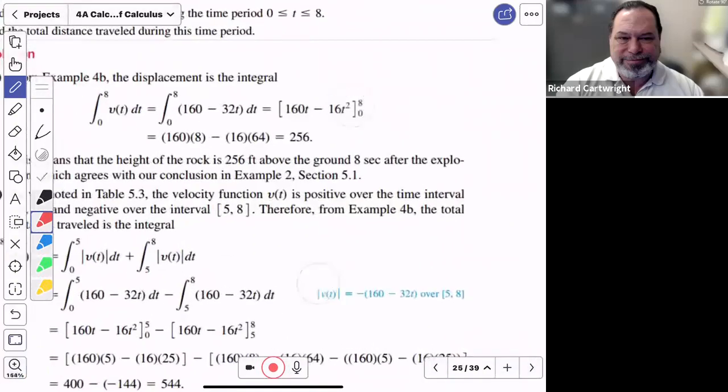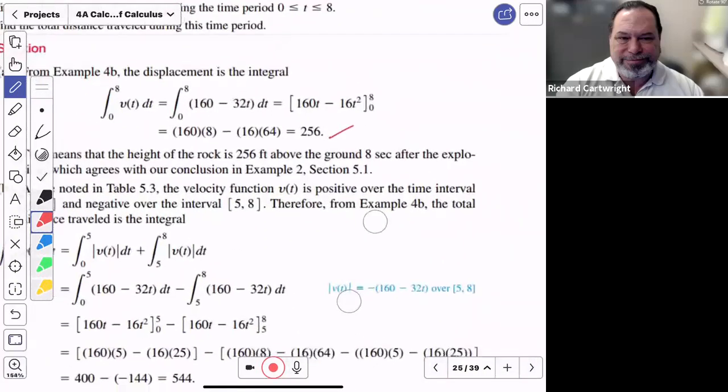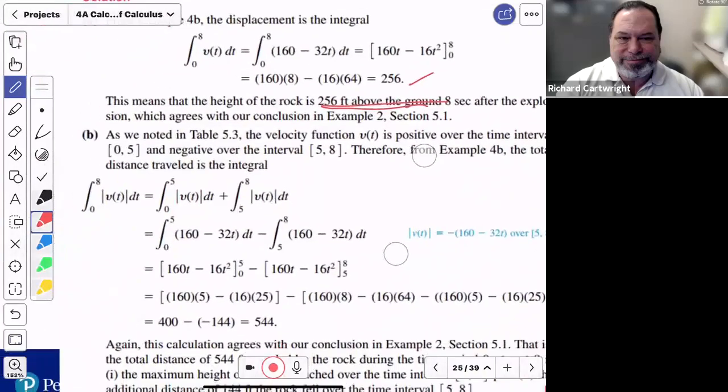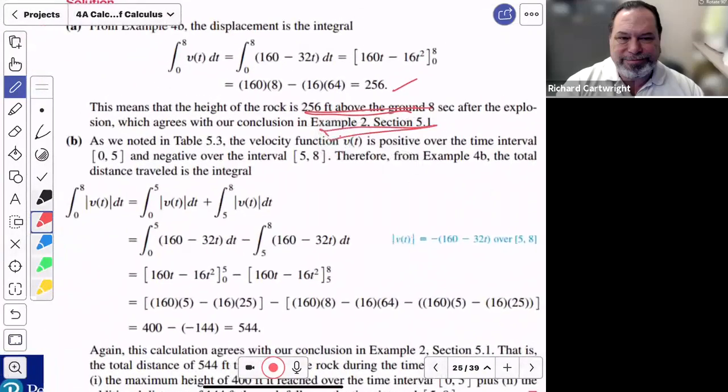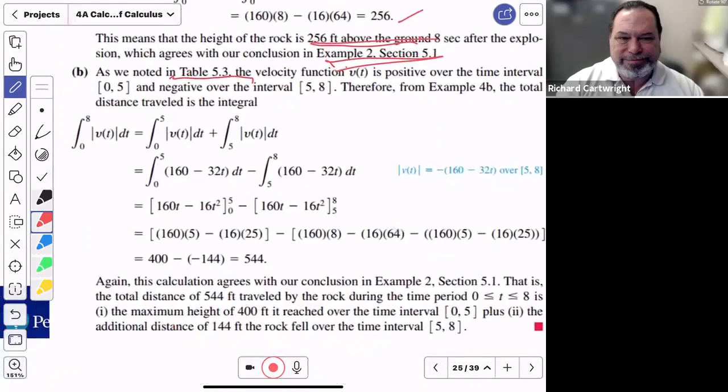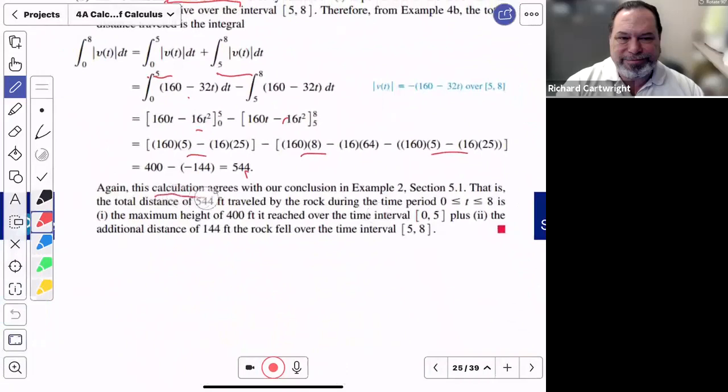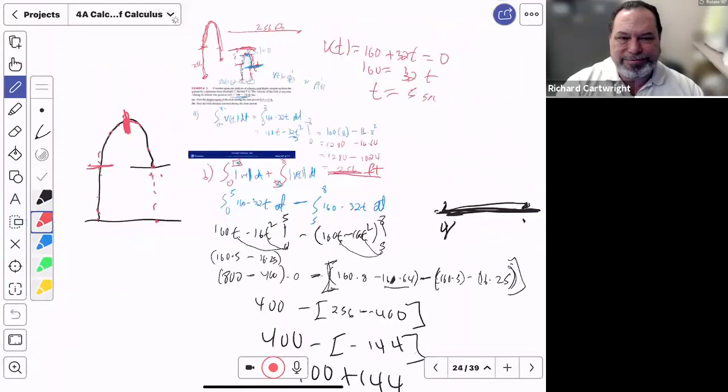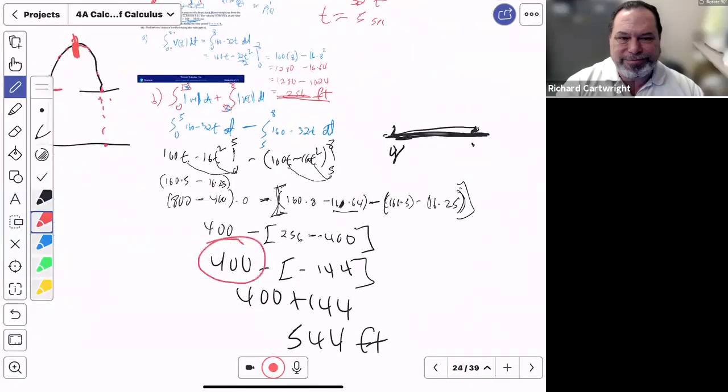What did he do over here? 256 in 8 seconds. Yes. Supposedly we were supposed to know that from the other problem. Then they did a table in that one problem. And what did they find out? Okay, here's 0 to 5, here is 5 to 8. He did it quicker. Well, no, that's ugly too. Same answer. He says, again, this calculation agrees with our conclusion before, but we don't remember that. What did he say? He says the maximum height was 400. Well, we had that number in our work somewhere. I saw 400 right here. That was our maximum height.